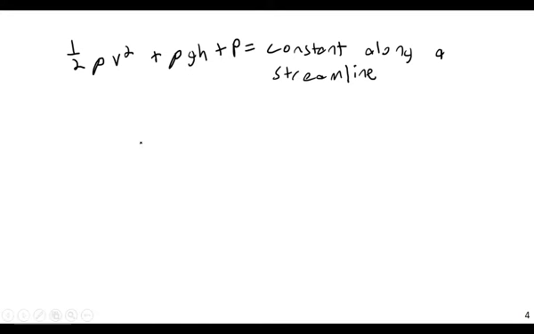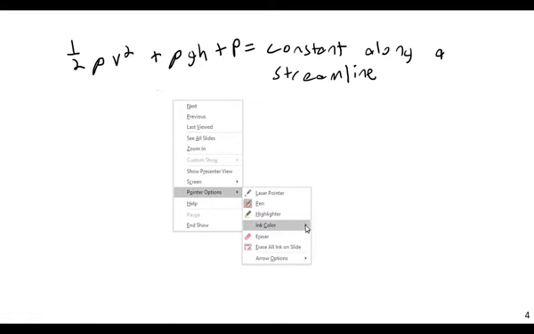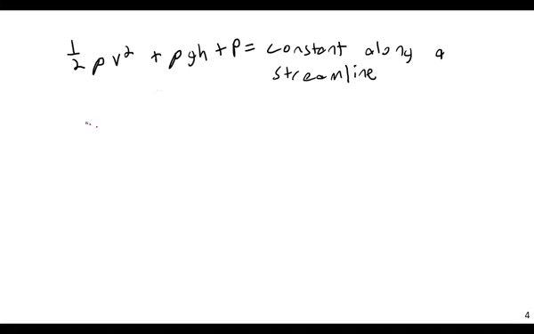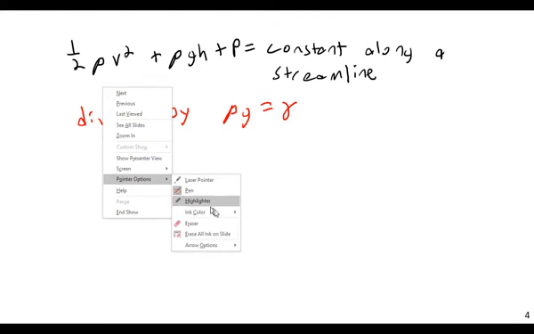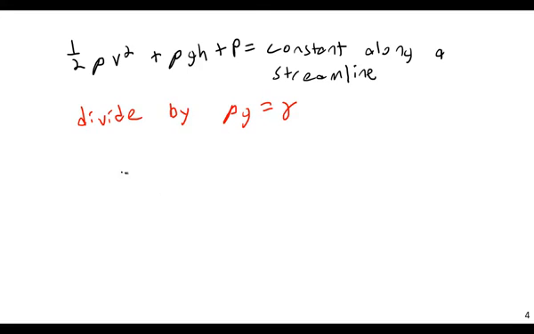So we have this. Now, I want to modify this, though. This is not the usual form we use. Usually we use something slightly different, and we do this by dividing by rho g, or gamma. So if I do this, I can get a slightly different expression of Bernoulli's equation, and that is v squared over 2g plus z plus p over gamma is equal to constant along a streamline.